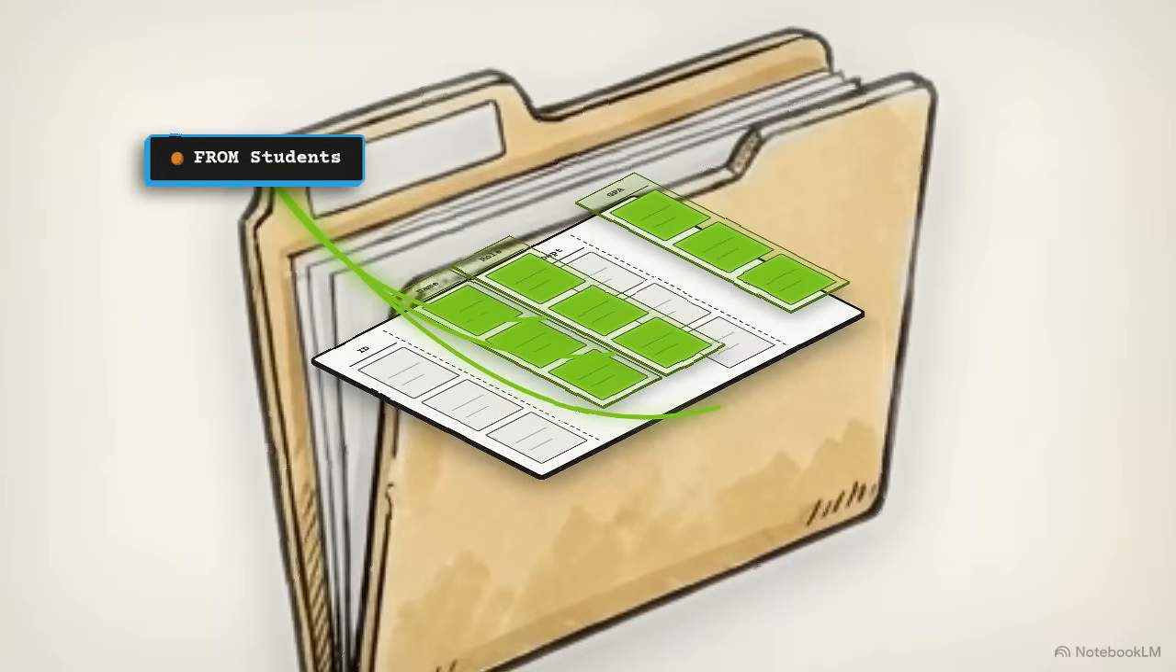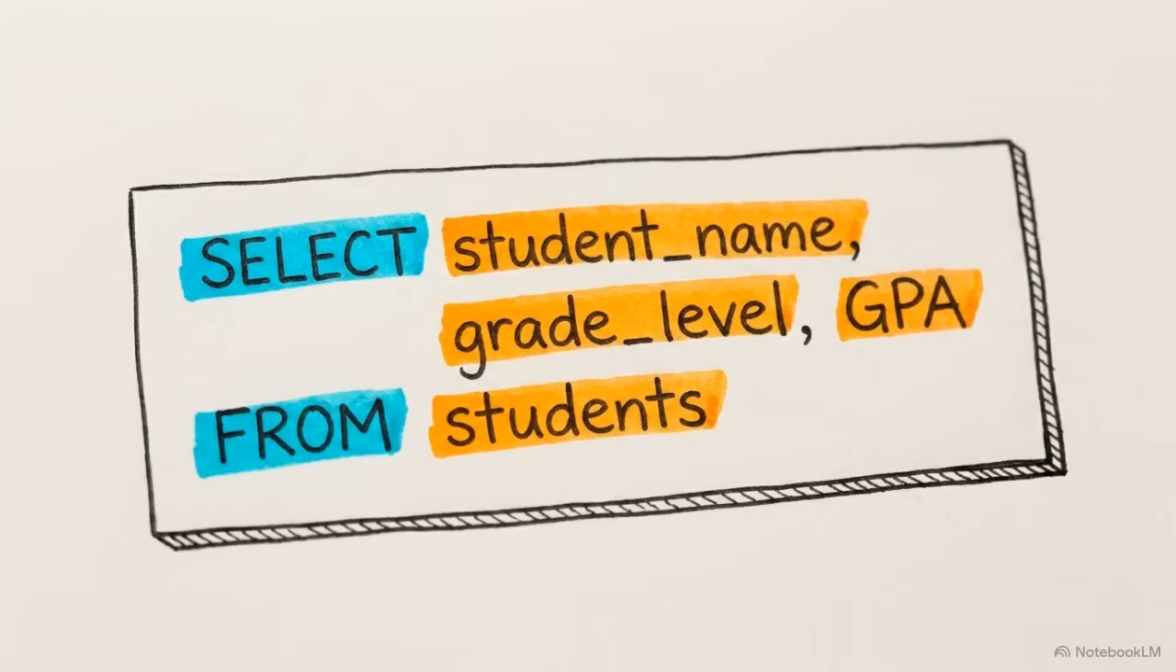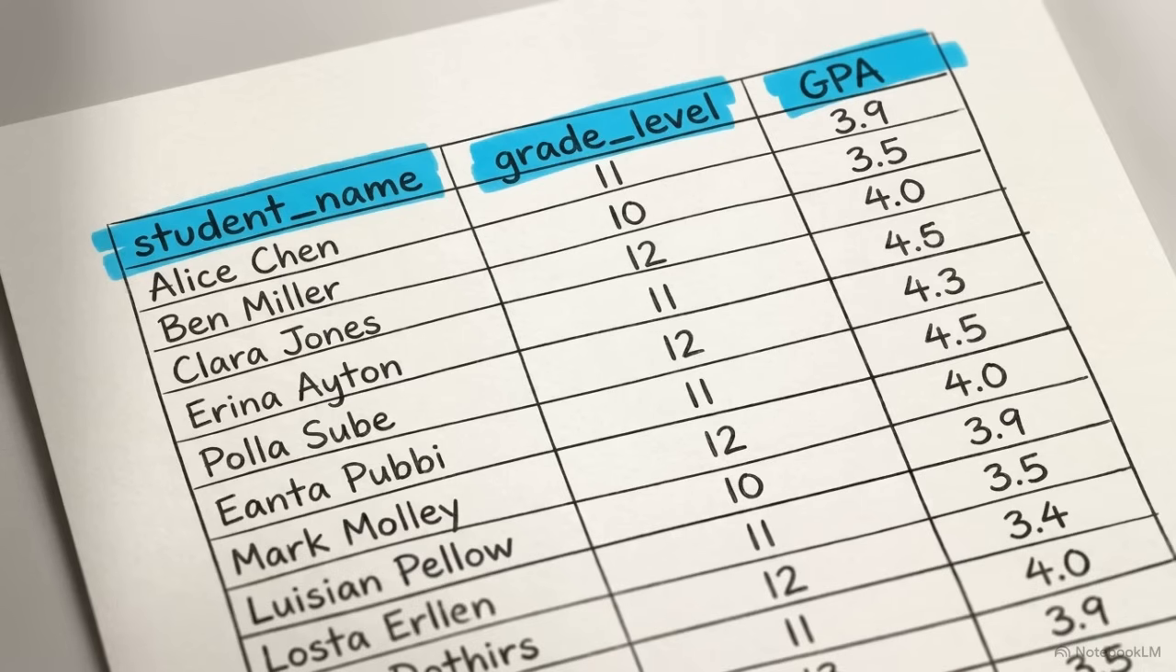Looking at our code editor here, we have written our base query. Select student name, grade level, and GPA from the students table. Below the code, the output pane displays a long list containing only those 3 requested columns. Right now, we have every student in the database.